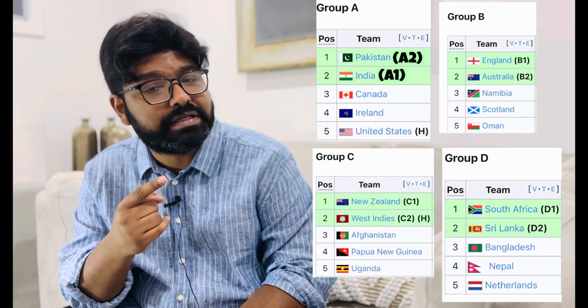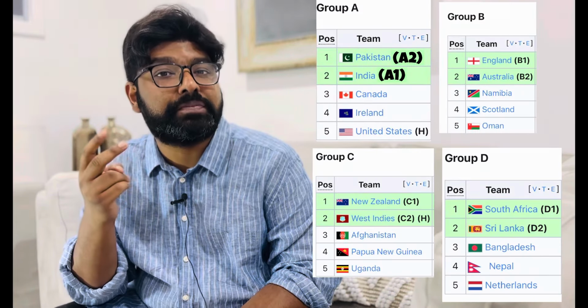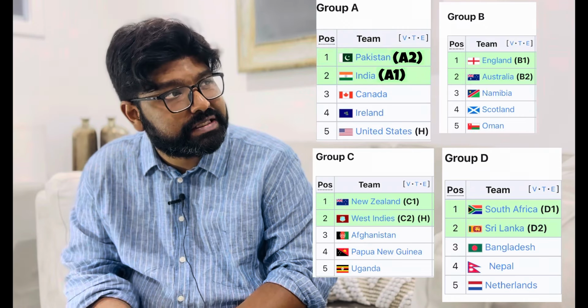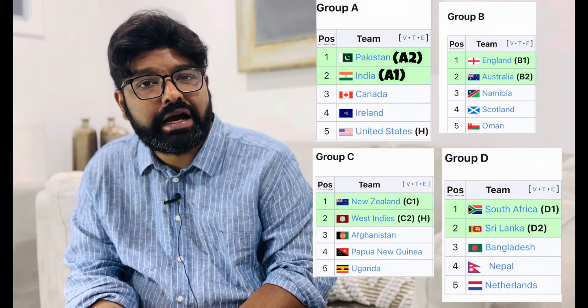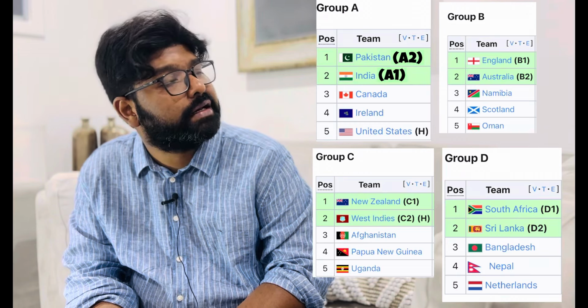Tournament format is in 3 phases. Phase 1 is the initial group stage where all the 20 teams are divided into 4 different groups. So in each group we have 5 teams, as you can see here. So all the groups have 5 teams and the top 2 spots are seeded. As you can see from Group A, India has been seeded A1, Pakistan A2.